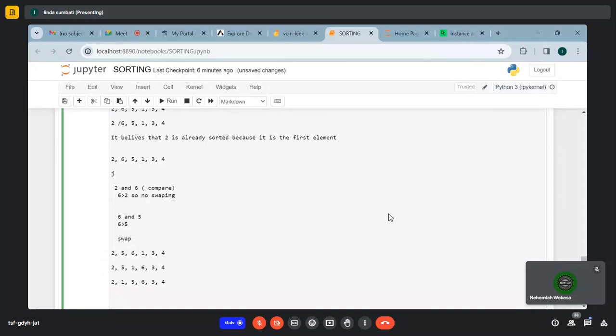Then that means after it has compared 6 and 1, and 6 is greater than 1, it swaps. Instead of going to 3 and 4, it will kind of go back again, until it inserts it in the right position. Yes, so it's like inserting.